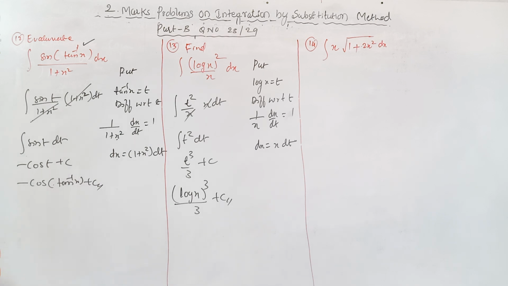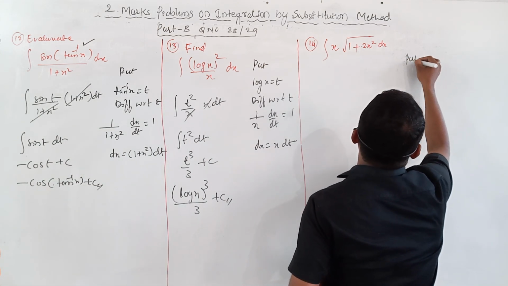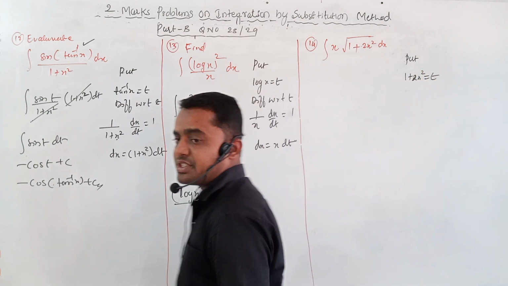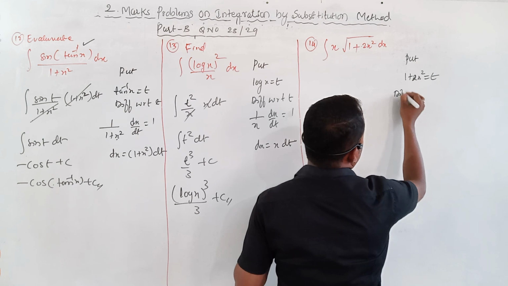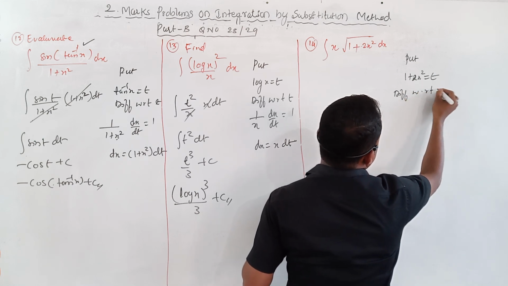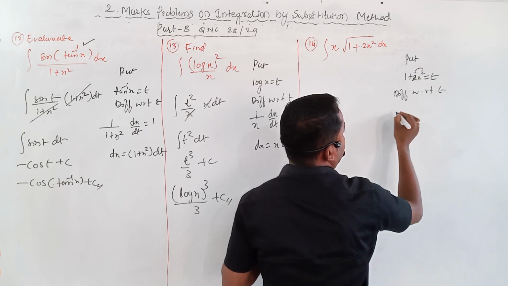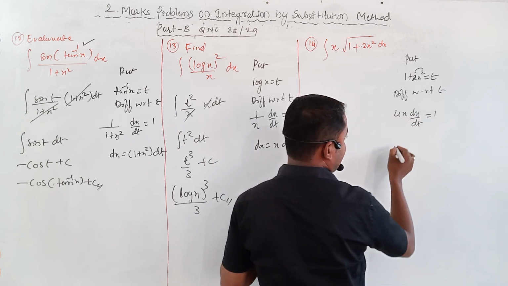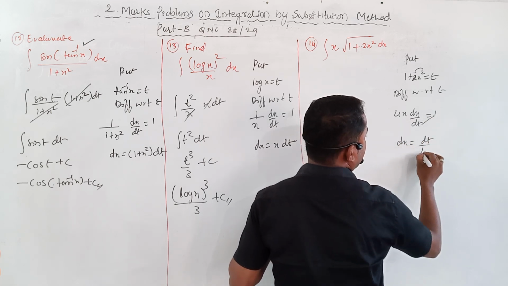Now put 1 plus 2x square is equal to t. Differentiate with respect to t. The derivative of 1 is 0, and the derivative of 2x square brings the 2 down: 2 twos are 4x, so 4x dx by dt is equal to 1. Now dx is equal to dt divided by 4x.